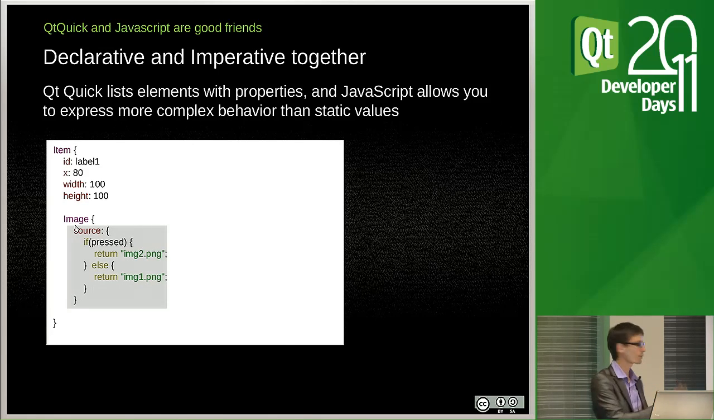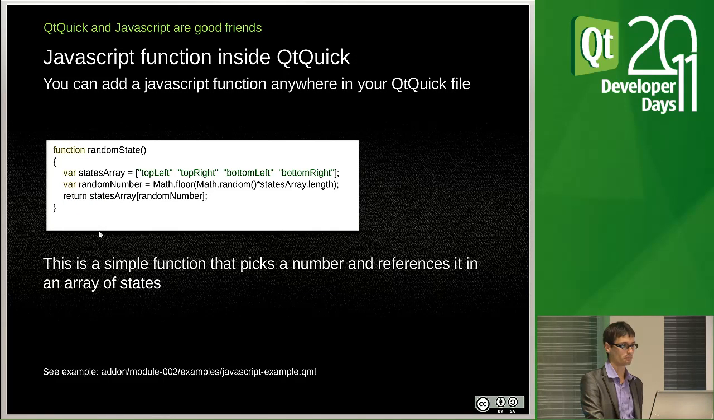And it's JavaScript, but it's still using binding. So the source property here is still bound to the pressed one, which is nice. You can also create your own JavaScript method inside your QML file. How many people know JavaScript here? Okay, perfect. So it's working like a JavaScript file.